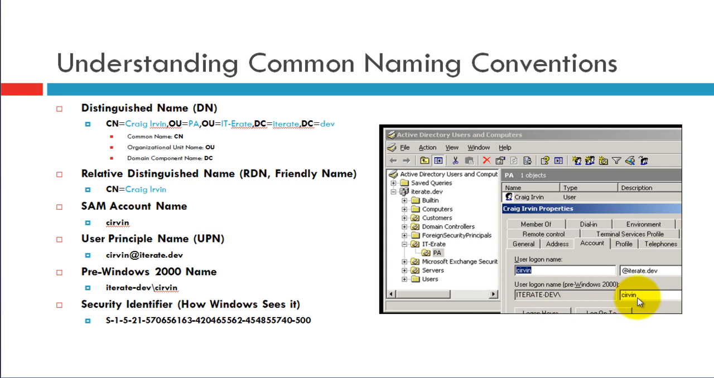Typically, when people log into Windows that is joined to a domain, they would use a drop-down box to select iterate-dev. But you can actually do iterate-dev\cirvin as well and log in without having to select a domain name. And then it's common in the things I do.